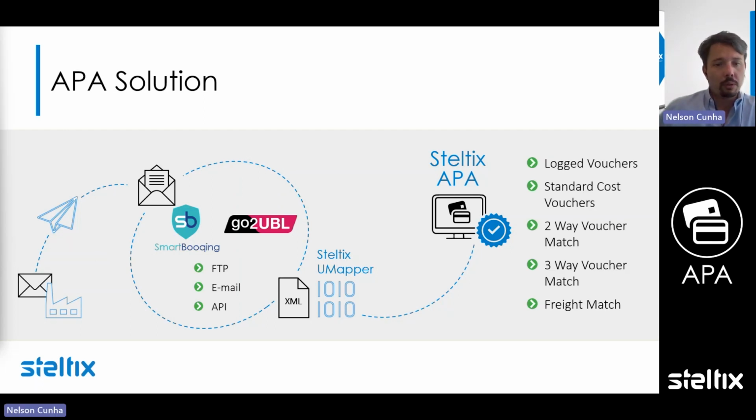APA copes with all voucher entry types available in JD Edwards. So we can do logged vouchers, standard cost vouchers, two-way match, three-way match, and also freight match if you have the transportation modules in place.